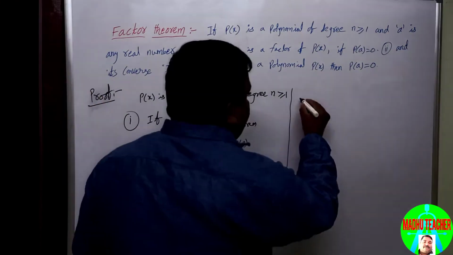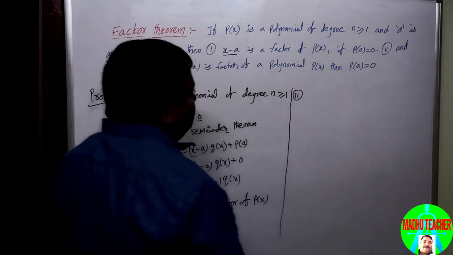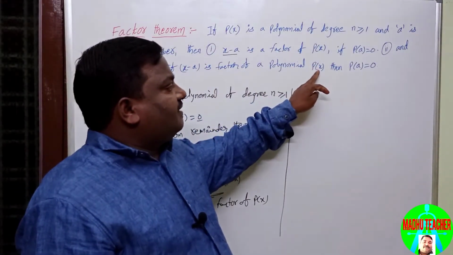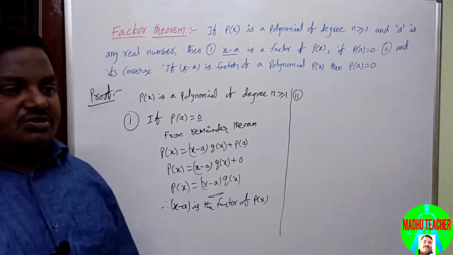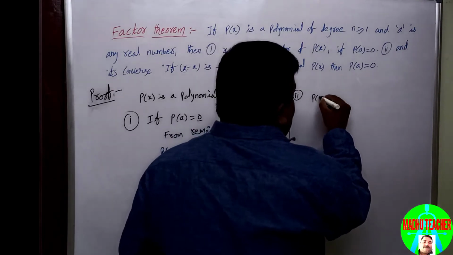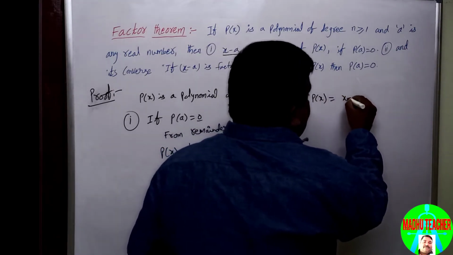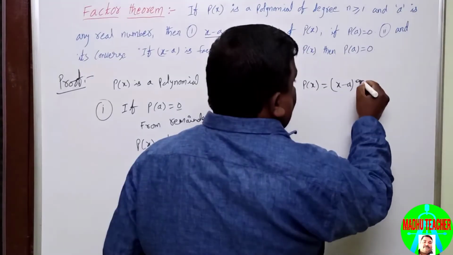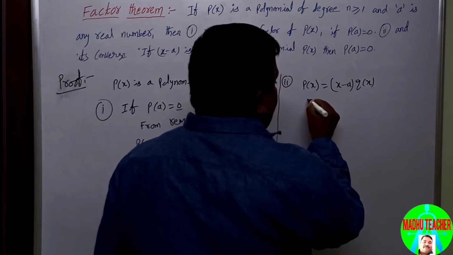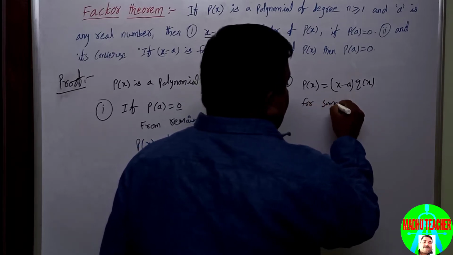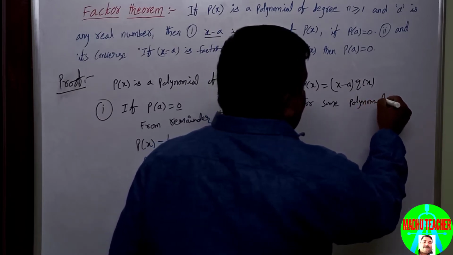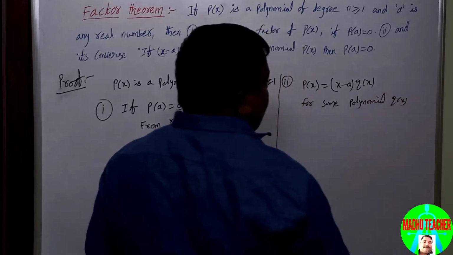Let us see the second one. What is the second one? If x minus a is a factor of polynomial p of x, then p of a equal to 0. So what is given? x minus a is a factor. So that means p of x equal to x minus a into q of x. Here q of x is any polynomial, for some polynomial q of x.